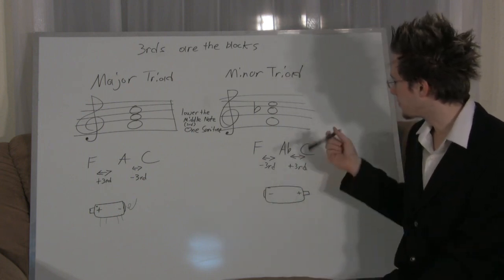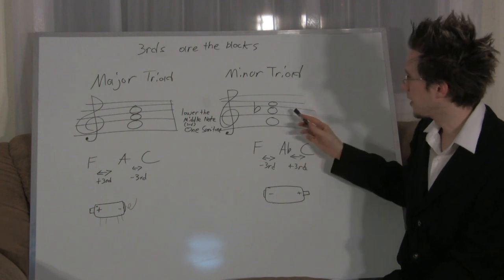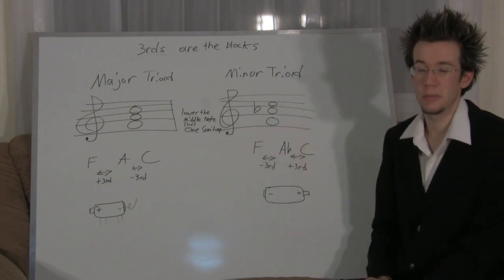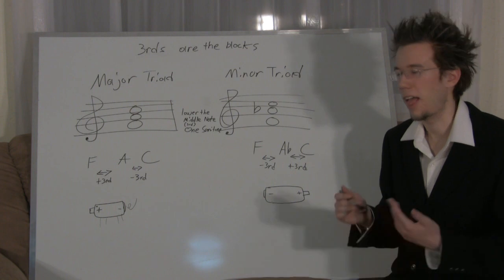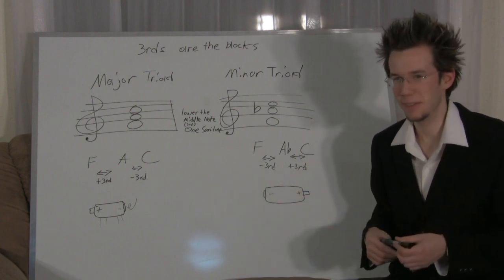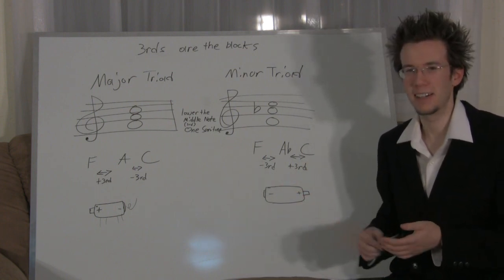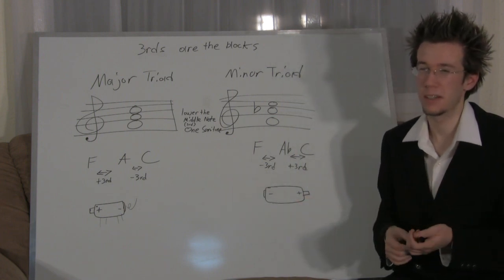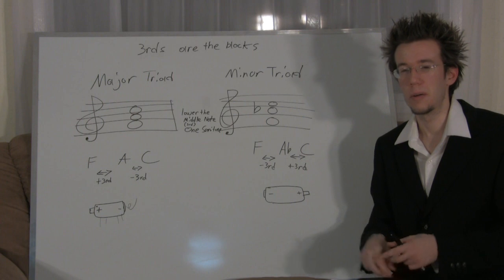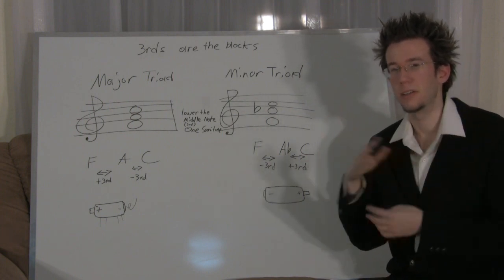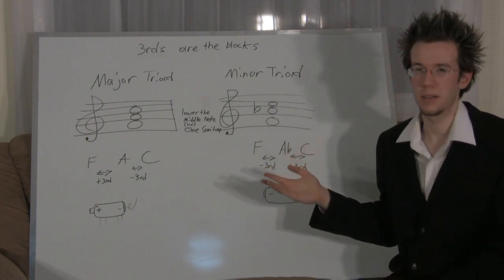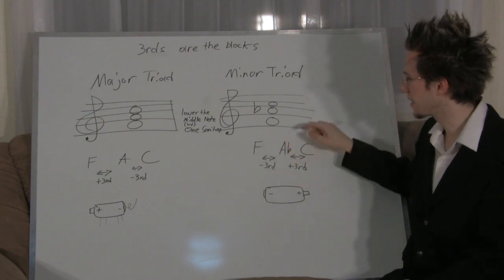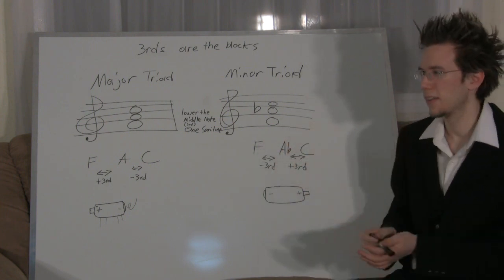Okay, so now, what is a really simple way to change a major triad to a minor triad? It's actually very simple. All you have to do is just lower what we call the third. Although to someone that doesn't know about music theory, it looks like the second, but it's actually called the third.